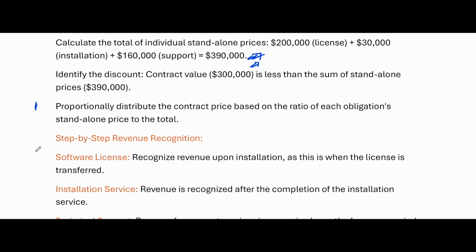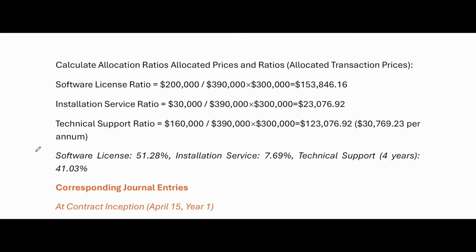So how can you recognize that? I'll come to that part again after this. Now software license ratio, installation service ratio and technical support ratio. So this is the standard loan price, the total standard loan prices, the contract value, and the proportion. Basically the standard loan price is this and the contract value of each obligation, right? So each obligation is discounted. You can also calculate like this.